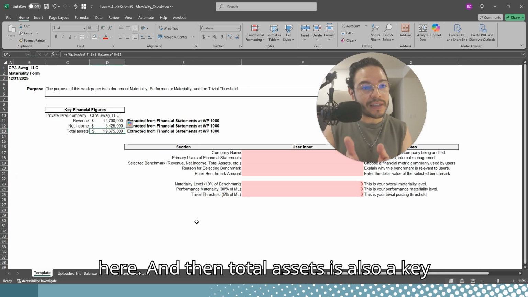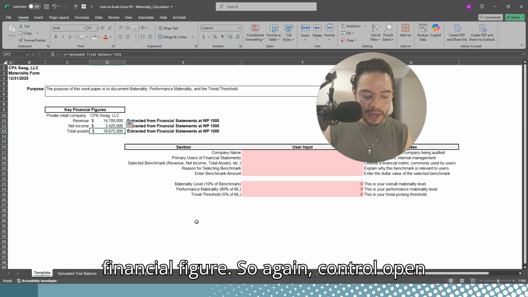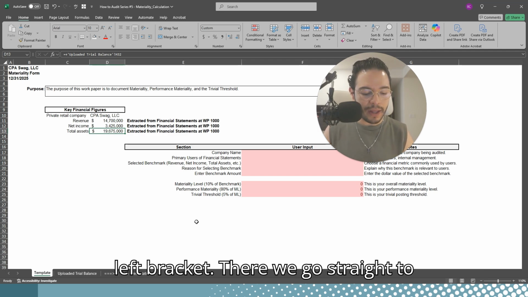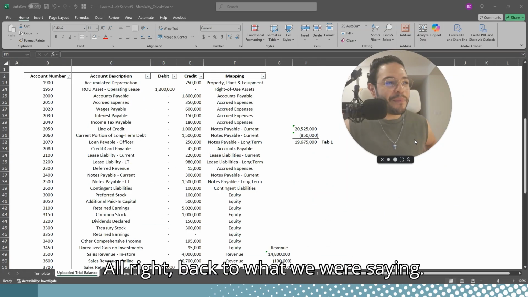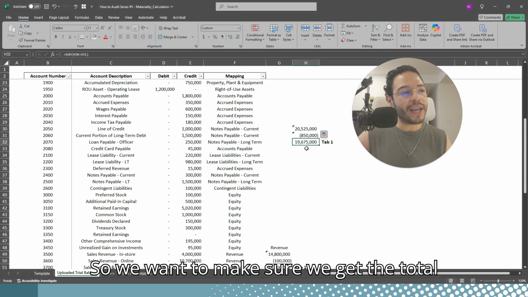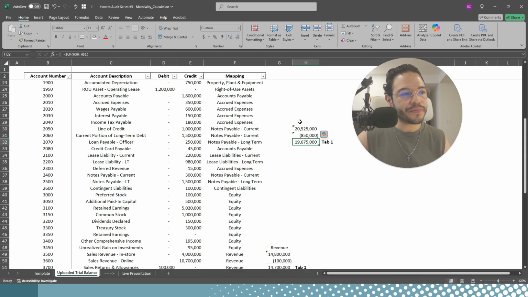And then total assets is also a key financial figure. So again, Control open left bracket. There, we go straight to where that number is coming from. We go here, let's check. All right, back to what we were saying. So we want to make sure we get the total assets in here.